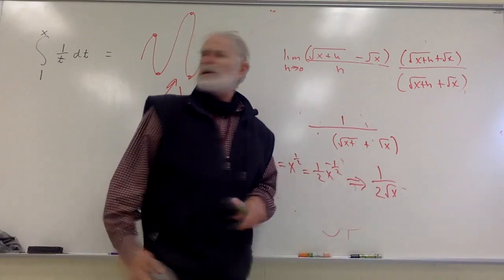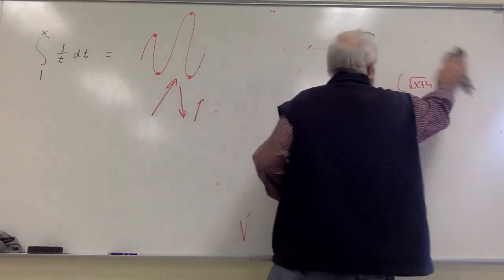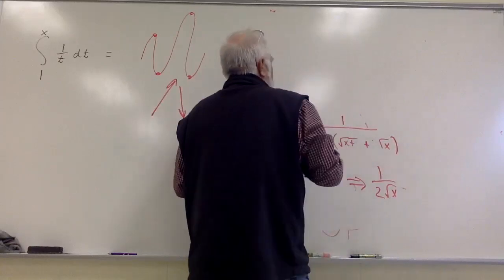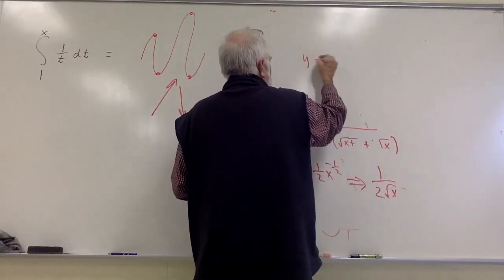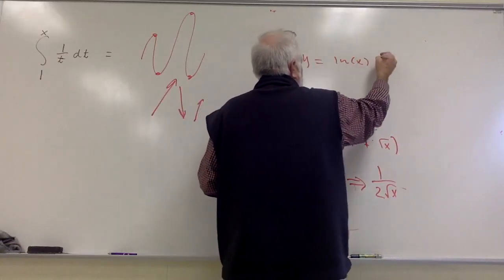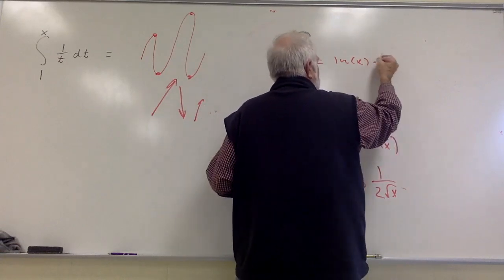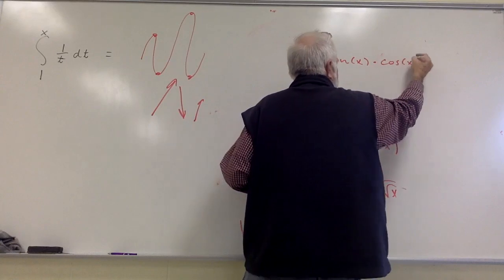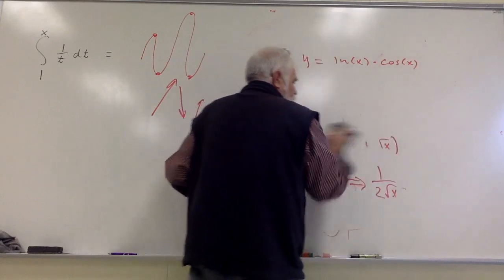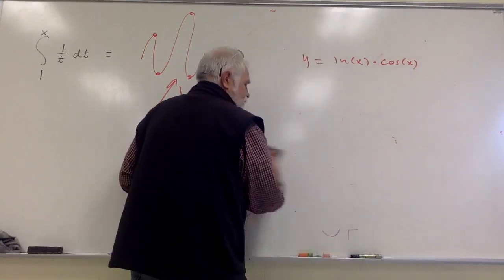Okay, so let's do a quick product rule. All right, 30-second question. Y equals the ln of x times cosine x. Boy, brain's getting tired here. All right, you pause the video. I'm just going to do it.